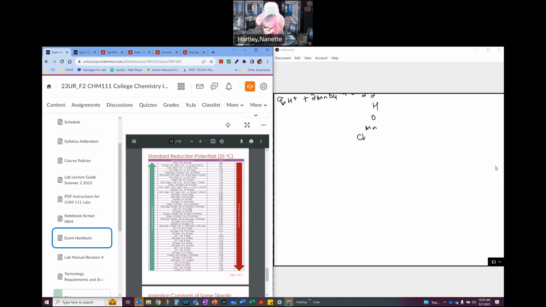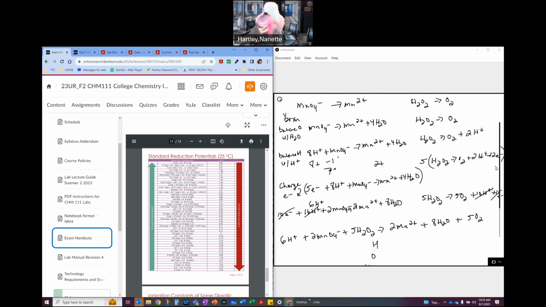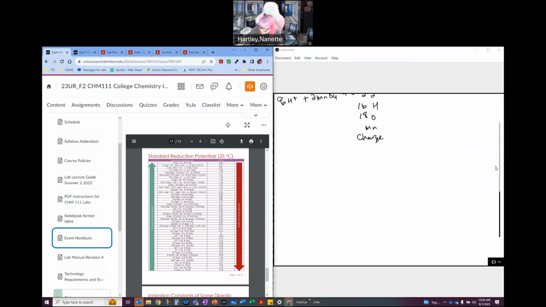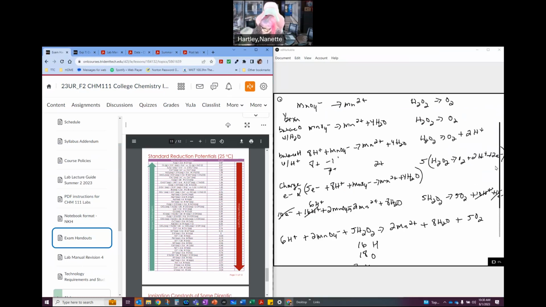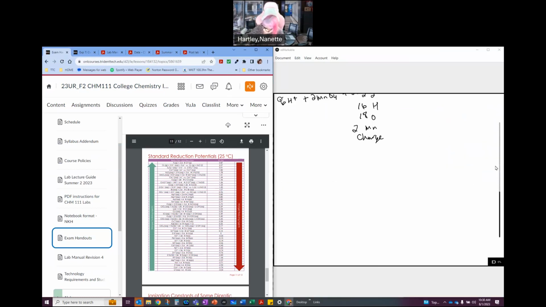I also need to look at charge. So if I scroll this back a little bit, I have 6 H's plus the 10 there. 5 times 2 is 10, so that's 16 total. I have 2 times the 4, that's 8, plus the 10 from here, that's 18. And then I have 2 Mn's. And then if I need to look at charge, I have 6 minus 2, which is 4 plus. So 4 plus is my charge on that side.